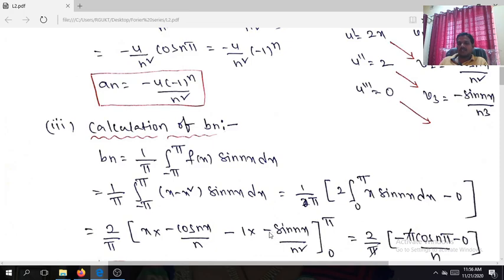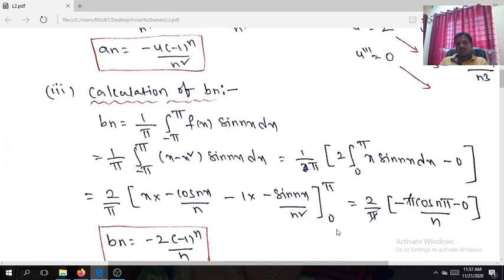What is the reason for getting minus here? Already here minus n is there. Cos integration is sin only, but here minus is there, same minus we have. Okay, where are the limits from where to where? 0 to pi. You know that if I am taking 0 or pi, sin n pi is 0, sin 0 is 0. That means we don't get this term, right? This term is completely vanished. Okay, only this term we have.